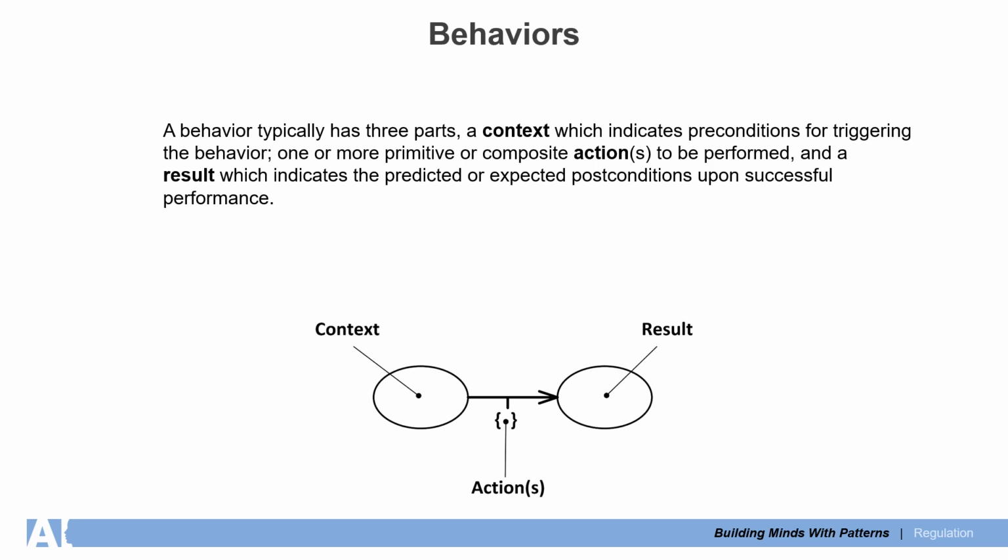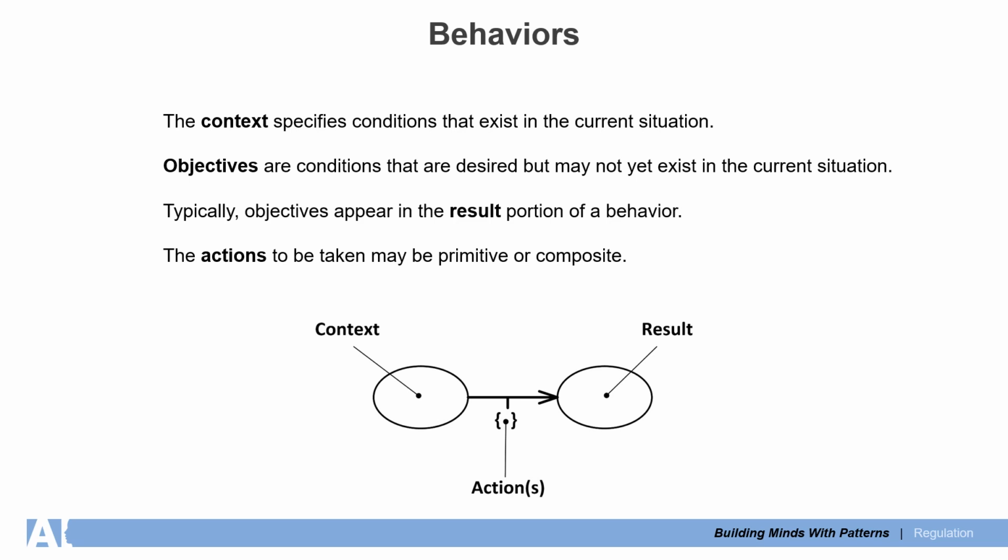A behavior typically has three parts: a context, which indicates preconditions for triggering the behavior, one or more primitive or composite actions to be performed, and a result, which indicates the predicted or expected postconditions upon successful performance of the behavior. The context specifies conditions that exist in the current situation. Objectives are conditions that are desired but may not yet exist in the current situation. Typically, objectives appear in the result portion of a behavior, in that the objectives are predicted by the behavior. The actions to be taken may be primitive, which means atomic or indivisible, or composite, which means they contain other actions.